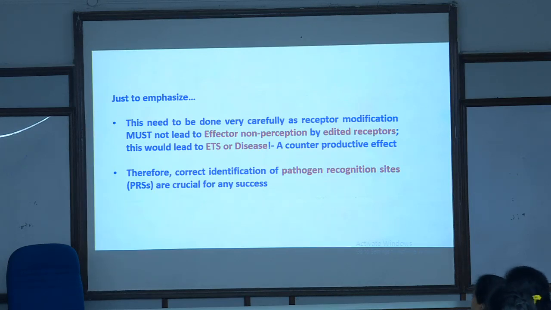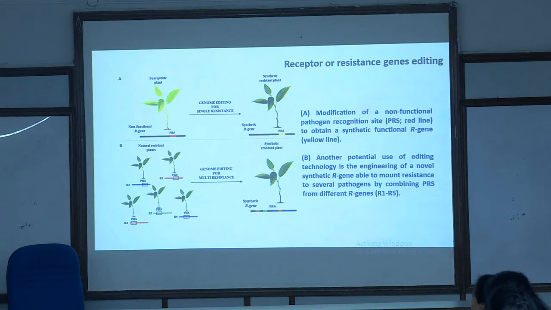This is one option, right? And these are the broad options available for us right now. Receptor or resistance gene editing. And what is suggested here is what is called a synthetic resistant plant, where you try to modify the receptors to bring more and more PRS into the same receptor. In the process, the plant becomes resistant to a diverse group of pathogens, right? That's what it is here. Genome editing for single resistance and genome editing for multiple resistance.